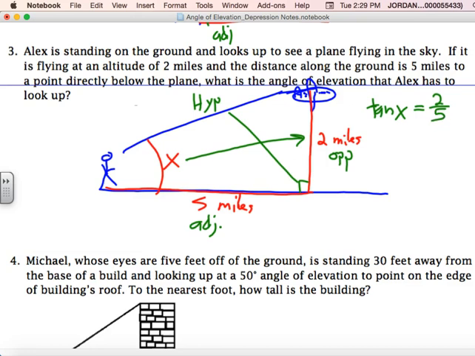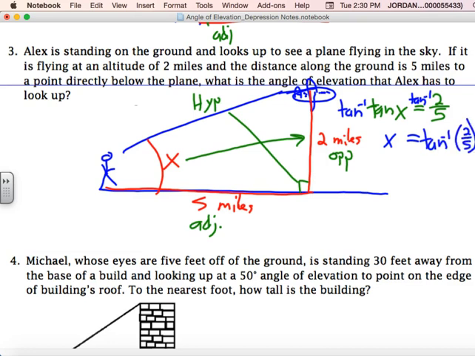Alright, so now I've got to solve for x. Well, how do I solve for x when x is the angle? You've got to do the opposite of the tangent function, the inverse tangent function. So I'm going to do tangent to the -1, and of course over here, tangent to the -1. So that cancels on the left and just leaves x. And then what you've got to type into the calculator is inverse tangent of 2/5.